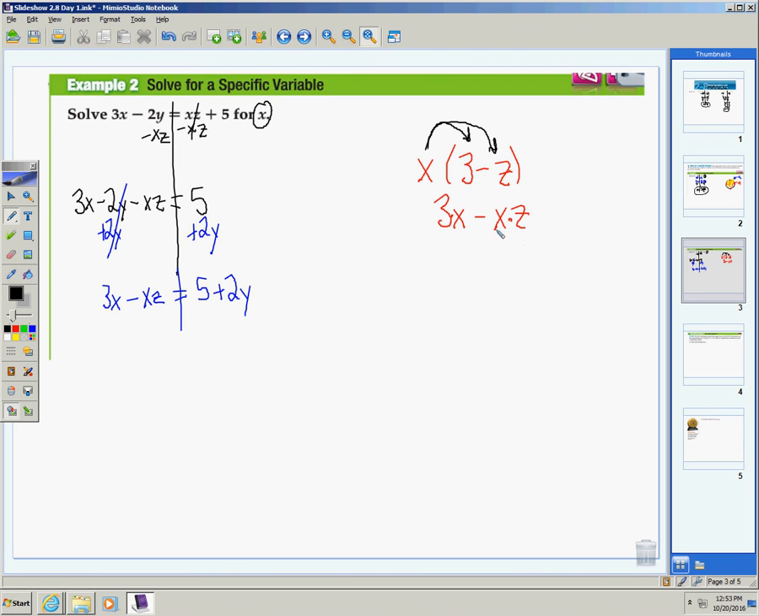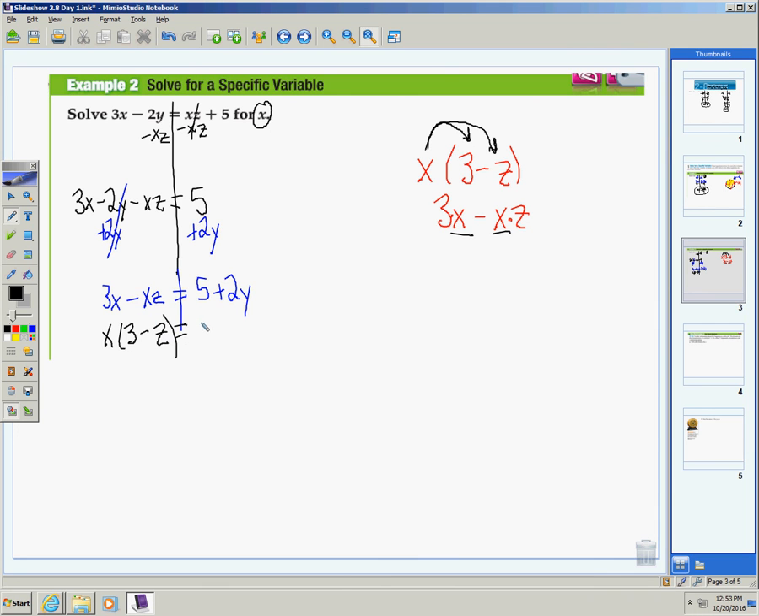So seeing that both of these terms are being multiplied by an x means I could rewrite it as x times the quantity of 3 minus z. This is kind of backwards distributing, or as we're going to talk about more later in the year, this is called factoring. I saw both of these terms being multiplied by an x, so I could take an x out of both of them. And now I've got x times the quantity of 3 minus z equals 5 plus 2y.